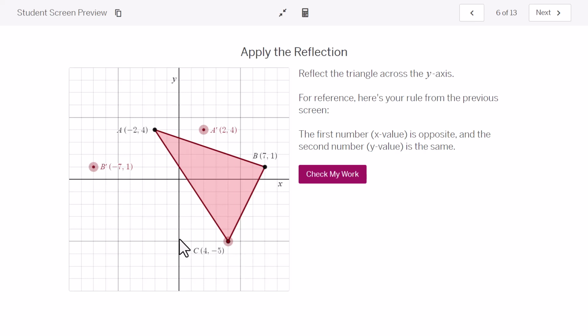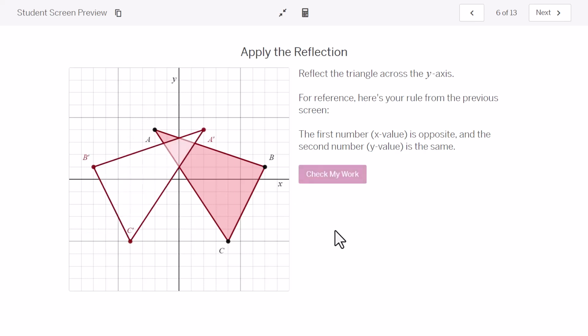And here, I'm going to reflect it across the y-axis. My first number is going to change to the opposite. The second number will remain the same. -4, -5. So that should work. I've moved A prime, B prime, and C prime. And there is my triangle. Looks great.